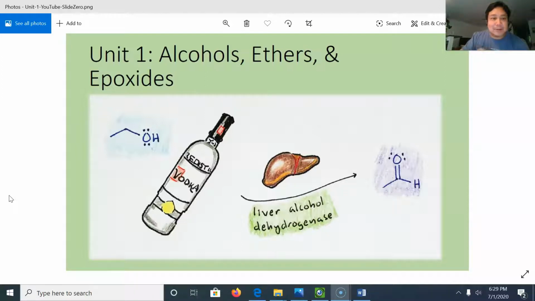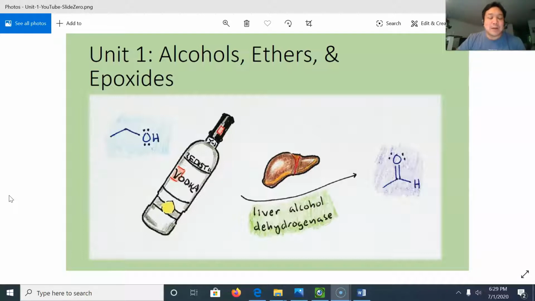I'm pretty excited about this unit. It's our first unit in Organic Chemistry 2, and I'm using a new laptop with a new headset, and I have a new haircut, and a fresh start.